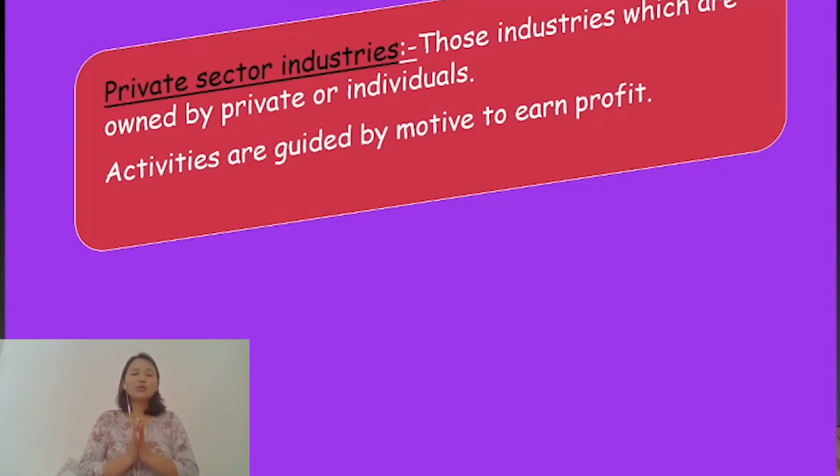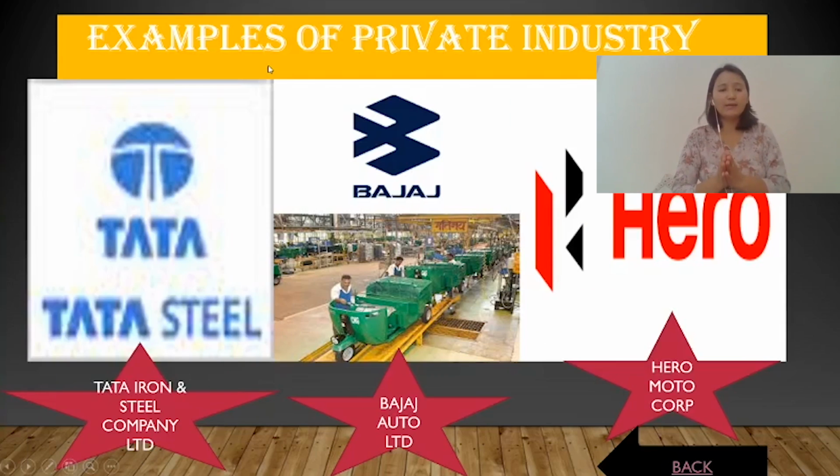Private sector industries are those industries which are owned by a private individual. In this industry, the activities are carried out or the goods are manufactured to earn profit. So some of the examples of private sector industry in India are Tata Steel Company. Tata Steel Company was previously called Tata Iron and Steel Company Limited, TISCO. And this Tata Steel Company produces iron and steel in a very large number in India as well as in other countries also.